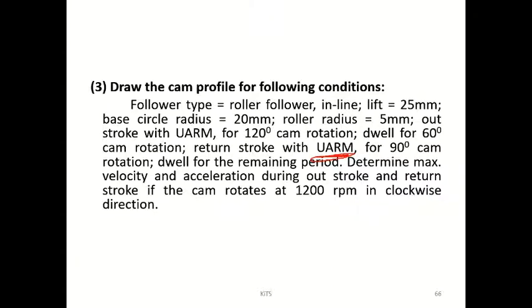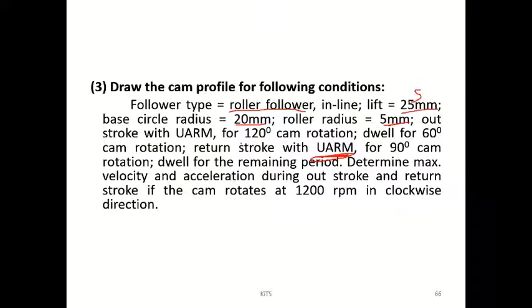Okay, UARM. So here the follower type is roller follower. In the previous two cases, we have drawn a knife edge follower, but here it is a roller follower. So the lift value is 25 mm, that is S. S is 25 mm. Then base circle radius is 20 mm. Roller radius is 5 mm. It is a roller follower, no? So they have given the radius of the roller as 5 mm.